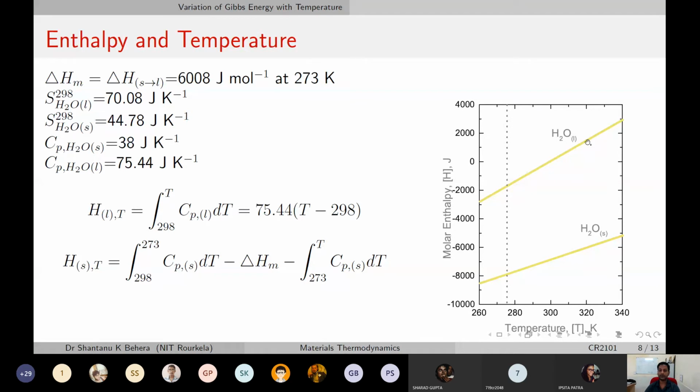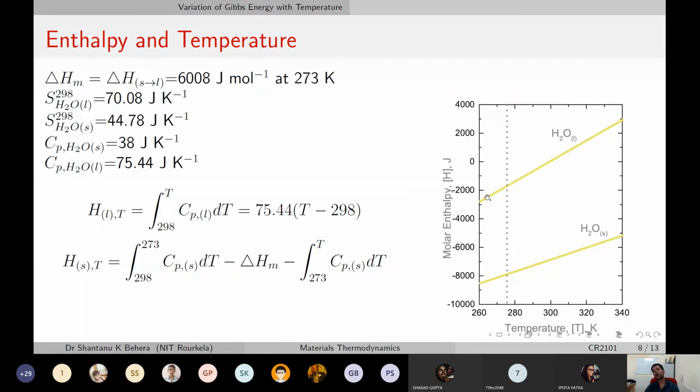The enthalpy of liquid water at any temperature. This temperature can be on the higher side, or it can be on the lower side. It doesn't really matter as long as you're integrating from the 298 point to T. Accordingly, it will give you a higher value or a lower value, depending on whether the temperature is higher or lower. That's how you calculate the enthalpy of water at various other temperatures.